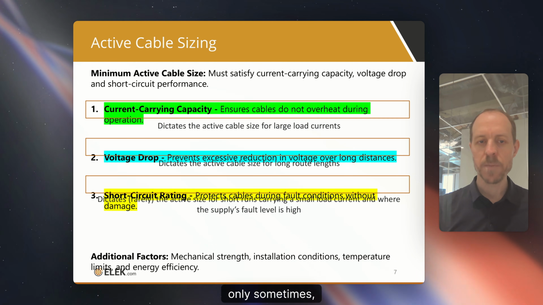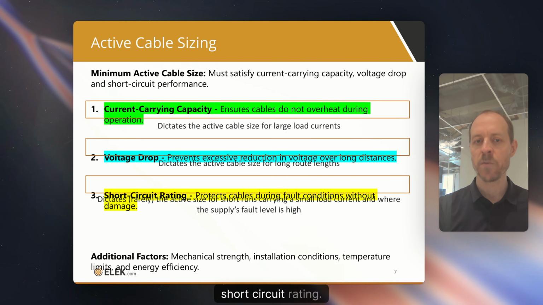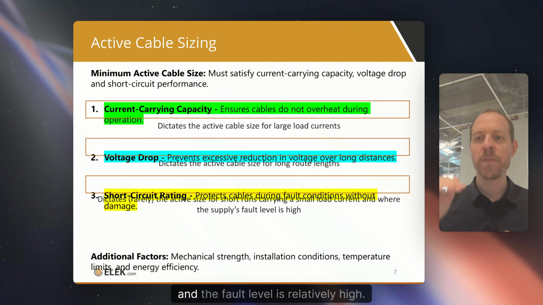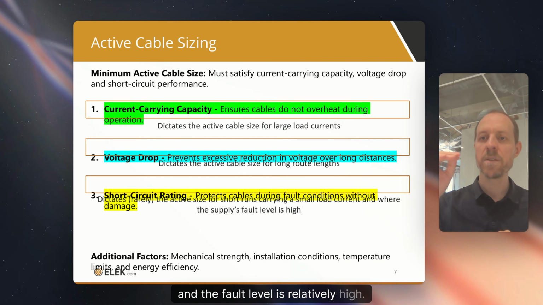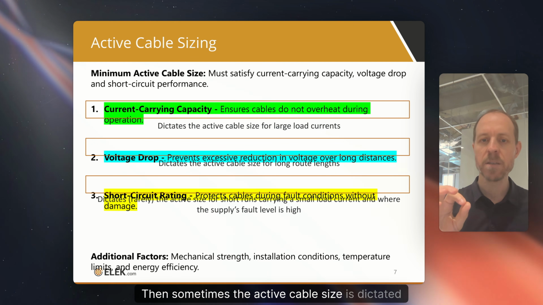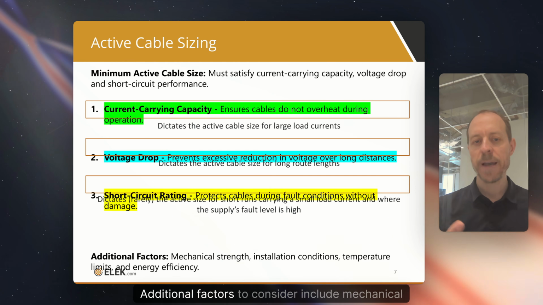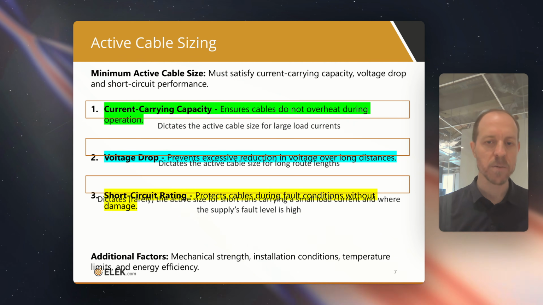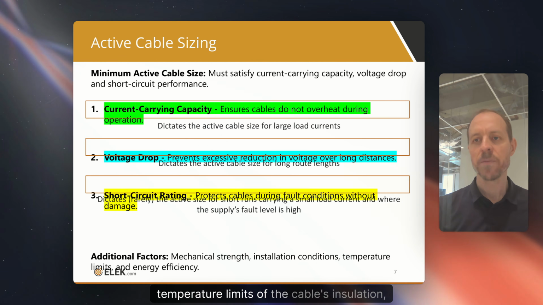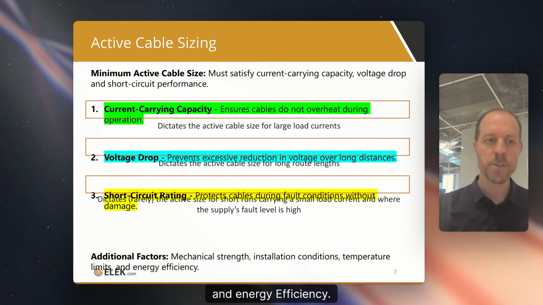Only sometimes, rarely, is the active cable size dictated by the short circuit rating. And that's when the length of run is really quite short and the fault level is relatively high. Then sometimes the active cable size is dictated by the short circuit rating. Additional factors to consider include mechanical strength, the installation conditions, temperature limits of the cable's insulation, which I'll also talk about, and energy efficiency.